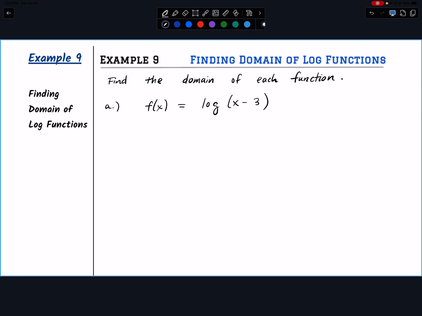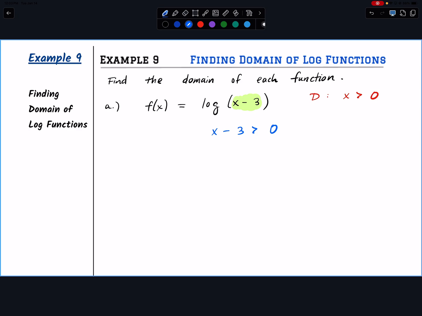All right, remember, we can't take the log of what type of numbers? Negatives. So whatever's on the inside, we need the inside to be positive. So the domain of any log function, the inside, the x, has to be positive. So in this problem, we have x minus 3. So we need the inside, the x minus 3 part, to just be positive. All you have to do is solve and then write it in interval notation.